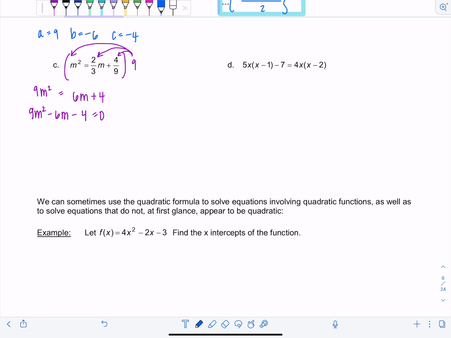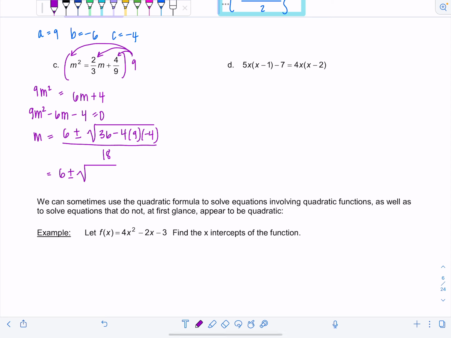Okay, first things first, I want to make sure, did everybody write m equals? You didn't just plop the quadratic formula on there? Okay, good. Opposite of b plus or minus square root, I'm going to skip a couple steps. b squared is going to be 36 minus 4 times 9 times negative 4 all over 2a, so all over 18. So this is 6 plus or minus square root 36 plus, why plus? Because these two negatives cancel out and give me addition. 4 times 9 times 4 is 144 over 18.